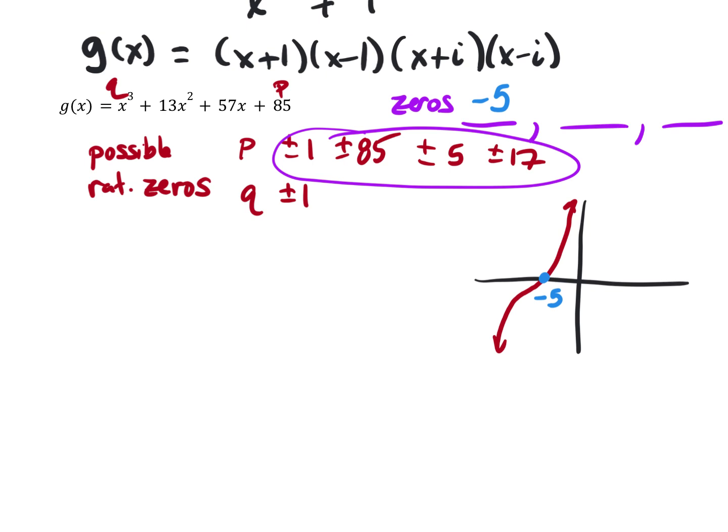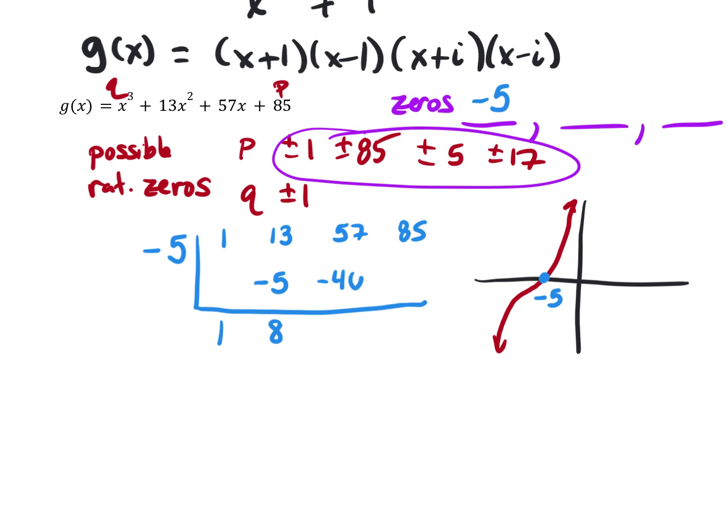Now, could the other ones be -5 as well? Possibly. Could they be complex numbers? Possibly. Well, the only way to find out is really to divide and see what we get. So I'll put -5 on the outside, 1, 13, 57, and 85, and then we'll divide out. 1, negative 5, 8, negative 40, positive 17, negative 85, and 0.